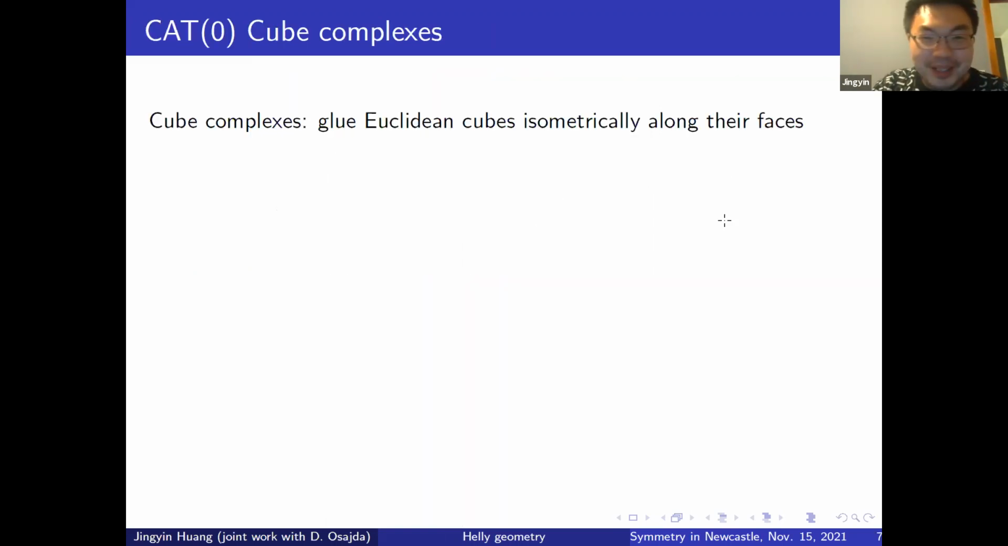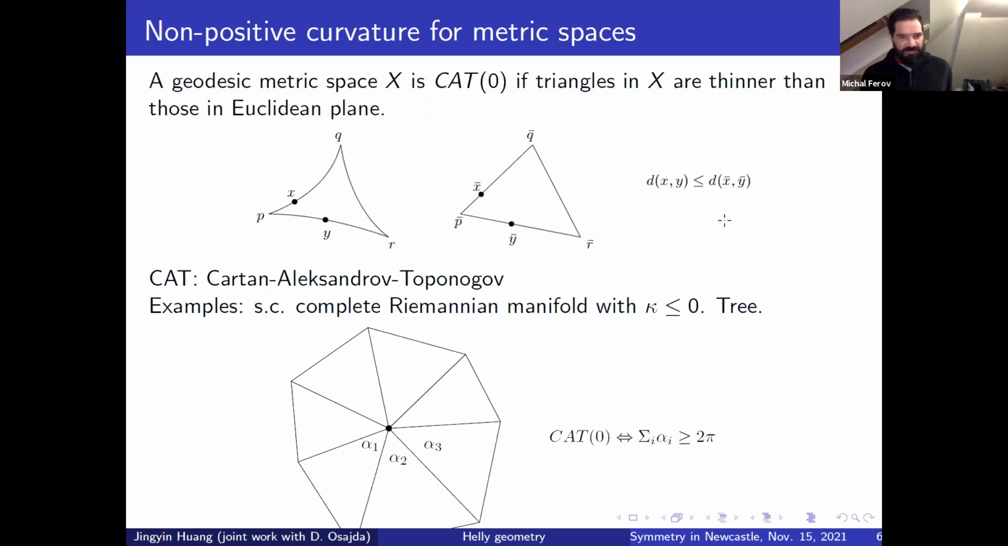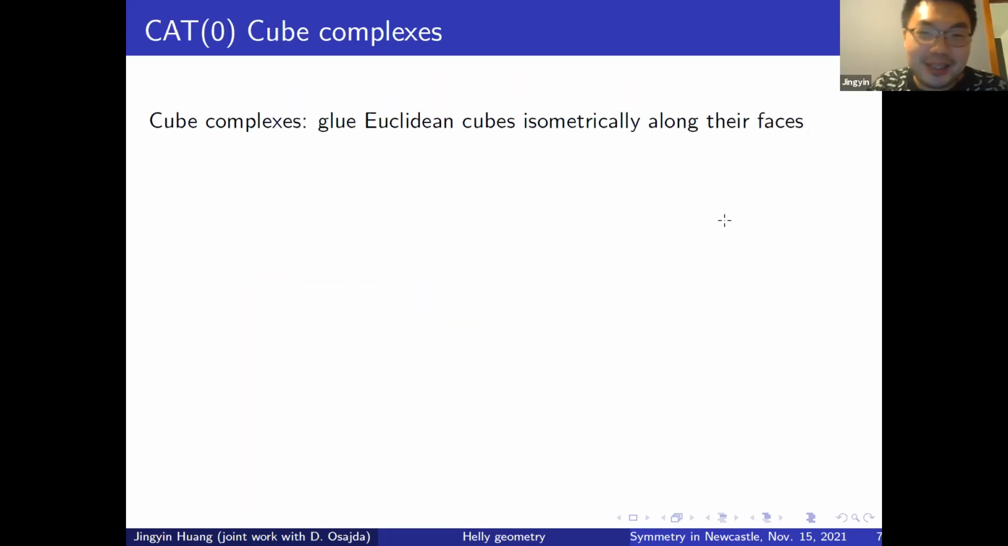Now I want to show you a class of spaces where it's actually very easy to determine whether it's CAT(0) or not, which is basically a cube complex. By cube complex I mean that I glue Euclidean cubes isometrically along their faces. So the cube complex is going to have a natural metric.